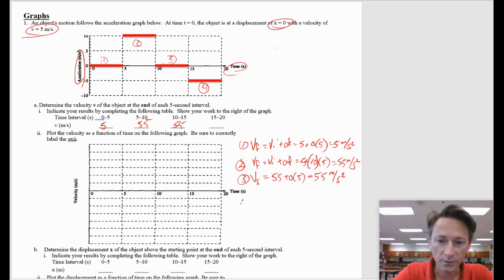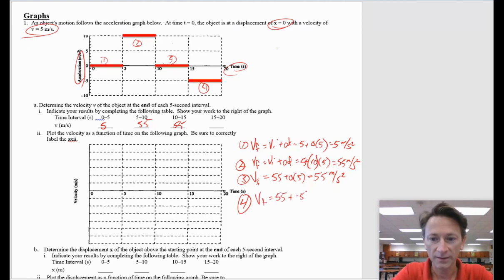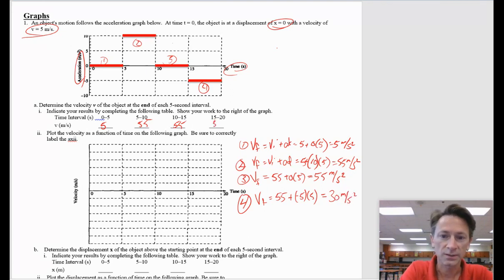And then if I look in the fourth second, I can say the same thing, except I am decelerating in this case. I have a -5 for my acceleration. And I can say VF equals 55 plus a -5 times 5. And that's going to end up giving me 30 meters per second. So the answer to this is 30.